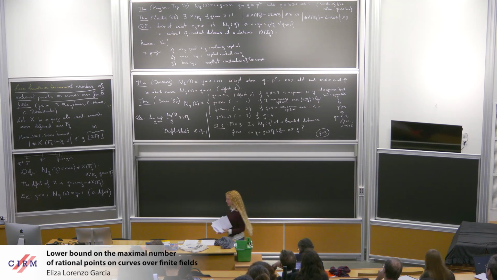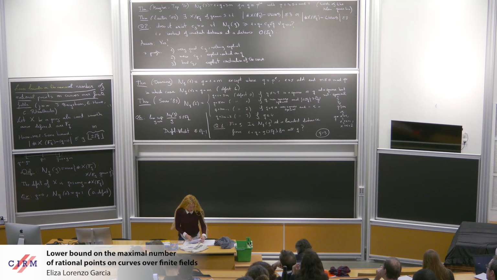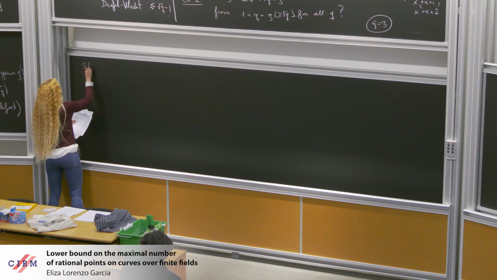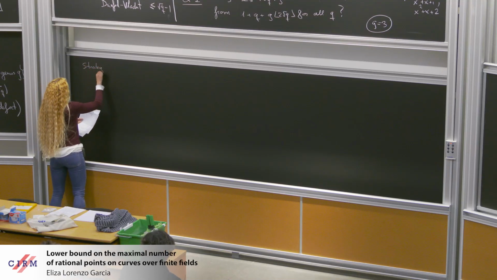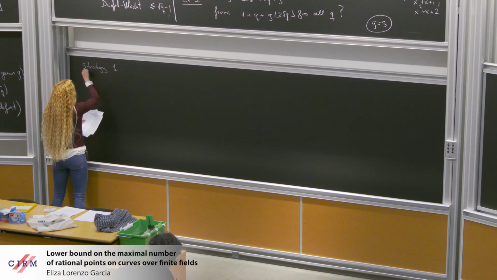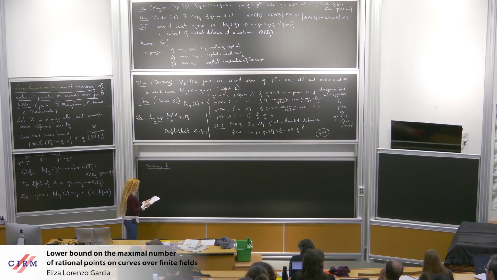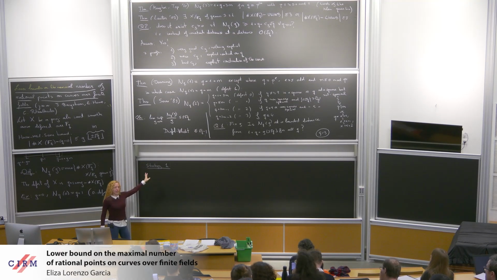Okay, so let me start with the first strategy, strategy one. This is a strategy that gives a very good constant. Actually, the proof is only 3 lines, but you have to use very deep, strong results.